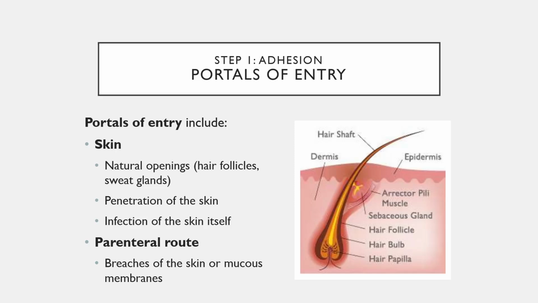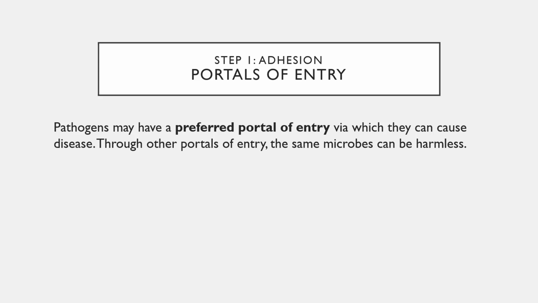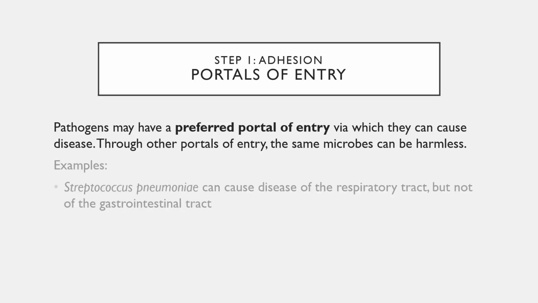Now some pathogens may have a preferred portal of entry, meaning if they enter the body through this portal, they are capable of causing disease. But if they enter through other portals, they may not be able to cause disease. For example, Streptococcus pneumoniae is an organism that can cause disease when it enters the body through the mucous membranes of the respiratory tract, but it is completely harmless in the gastrointestinal tract.